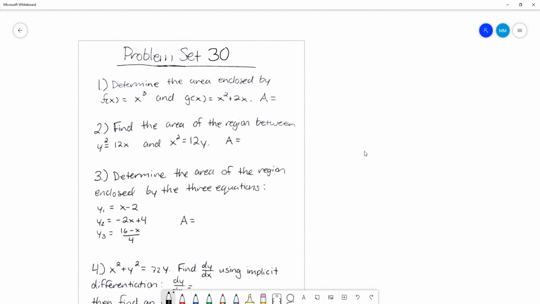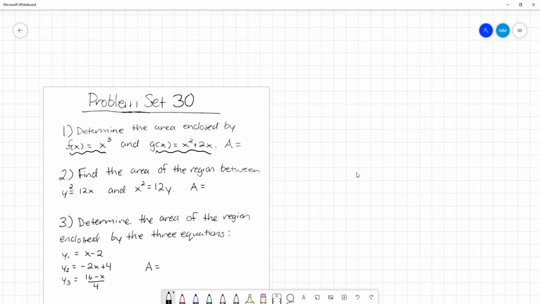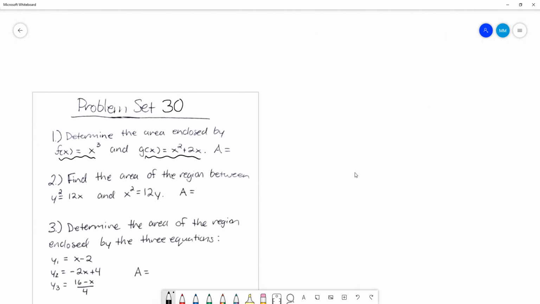And it says determine the area enclosed by f of x and g of x if f of x equals x cubed and g of x equals x squared plus 2x. So of course, to figure out the area enclosed by that, we first want to look for any intersection points, right? So I'm going to set those two equal to each other to figure out when those are.